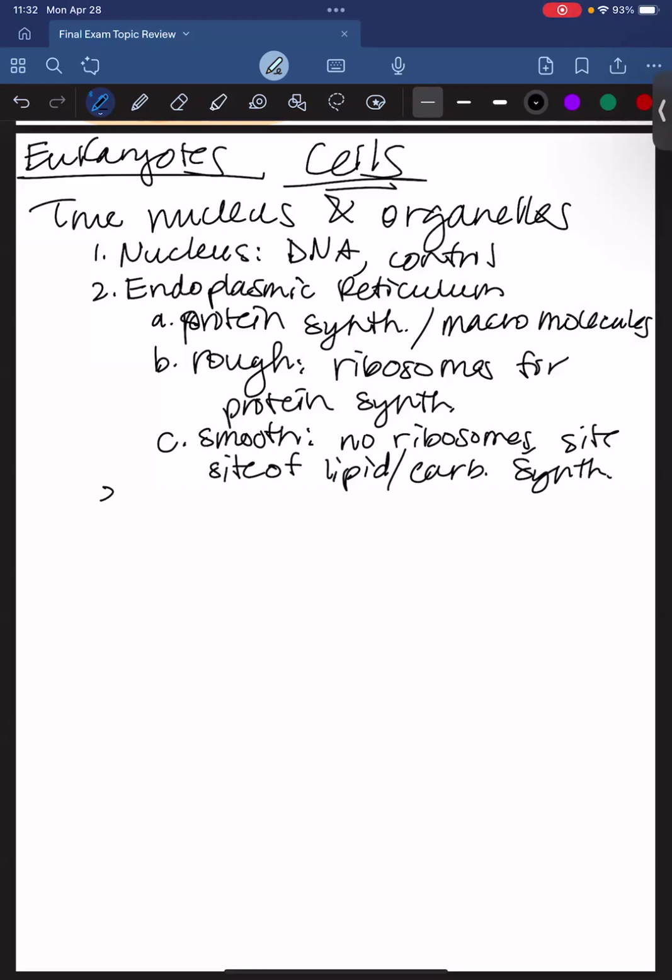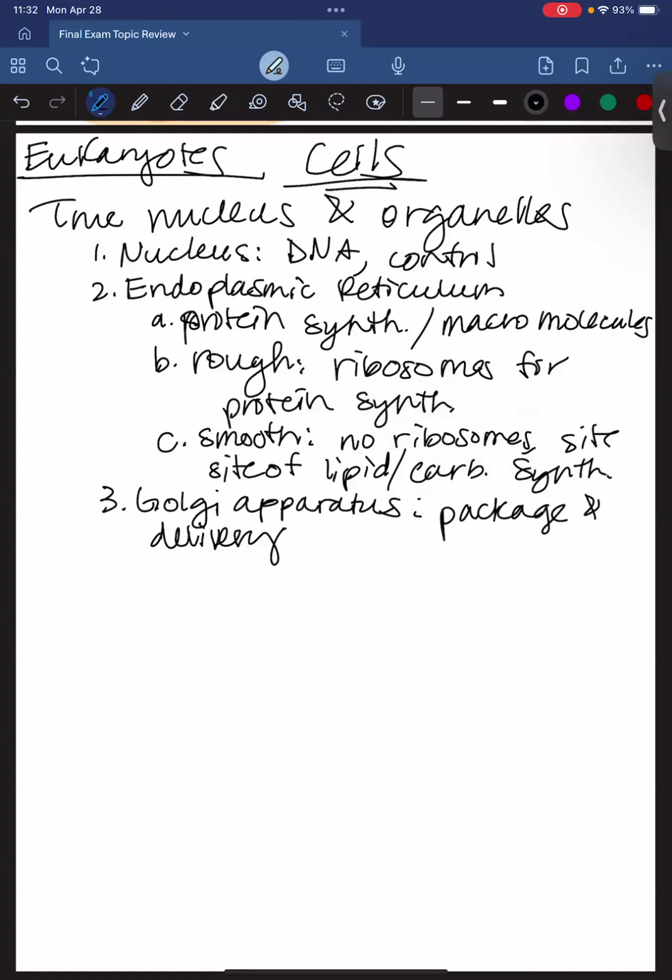All right, the next one, we'll do the Golgi apparatus. Package and delivery, right? That's what I was getting at. Exactly. Getting the proteins to where they need to be, right? Essentially, the Golgi apparatus is your Amazon warehouse. Amazon didn't make that stuff. It's just sorting it and delivering it after that.